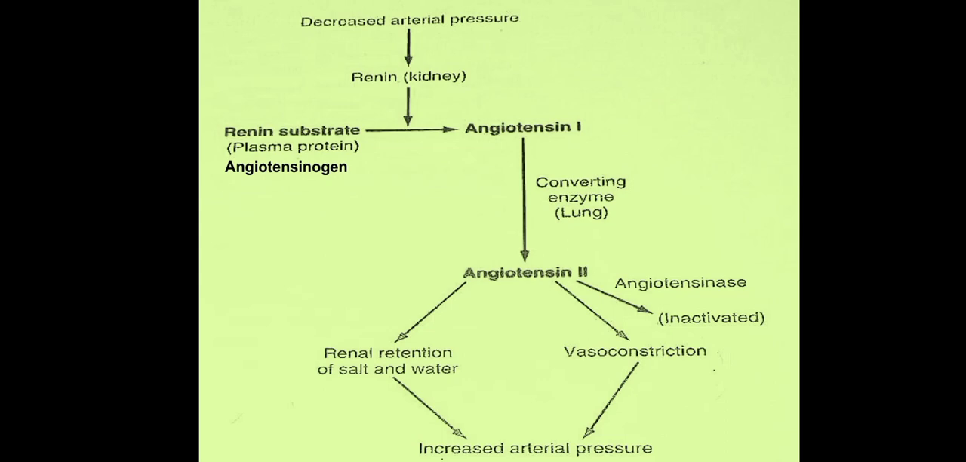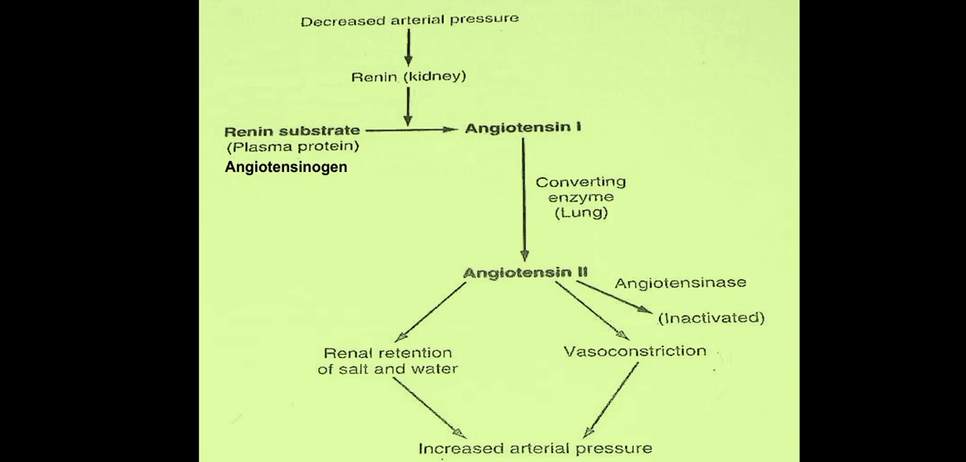When there is a decrease in the arterial pressure, it can be sensed by the macula densa cells. The JG cells of this macula densa are then excited and release the enzyme renin. This renin acts enzymatically on angiotensinogen. What is angiotensinogen? Angiotensinogen is a plasma protein which is the substrate for the renin.